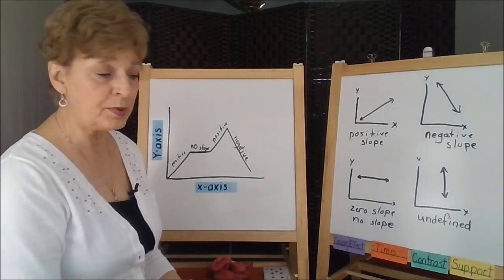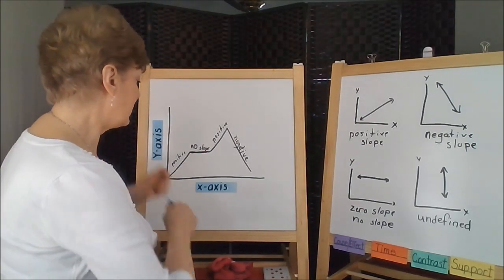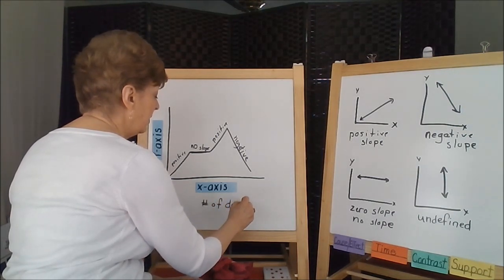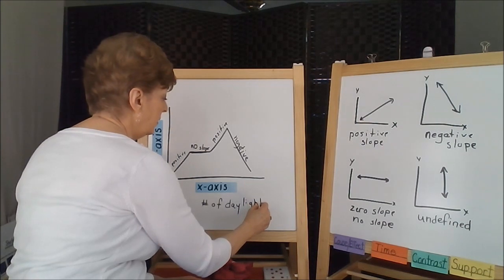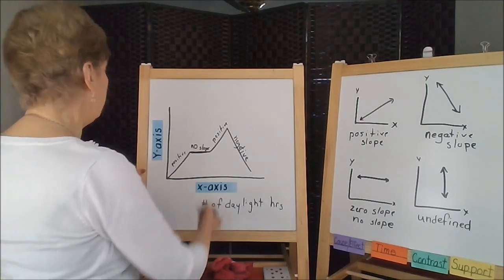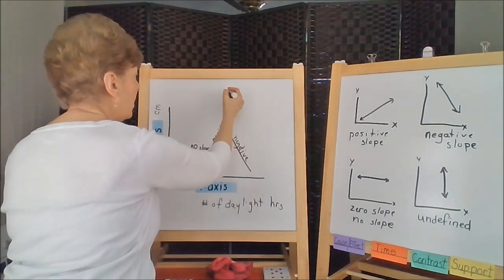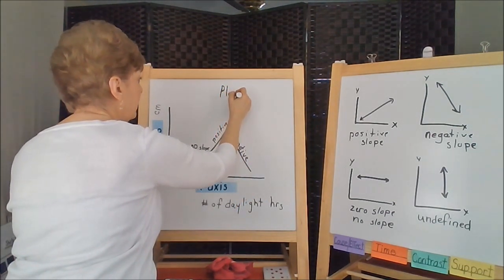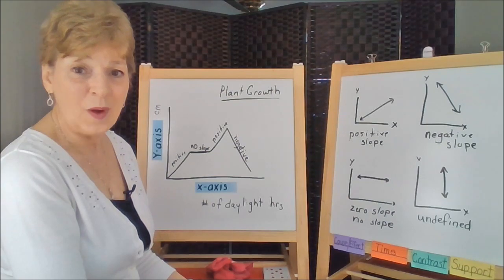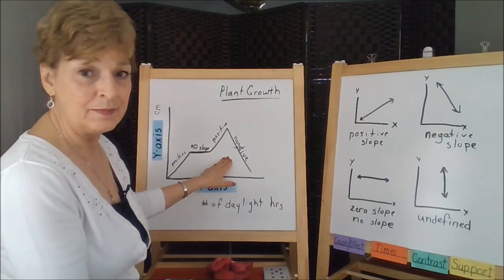If you were charting perhaps daylight hours, maybe if our x-axis was number of daylight hours, and then if the y-axis would be maybe centimeters, and the title of our chart was plant growth, there has to be a reason why this particular chart has this type of slope and activity.